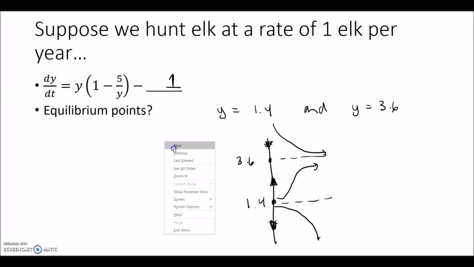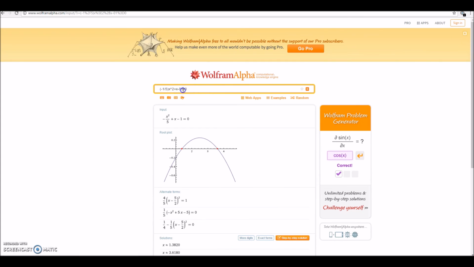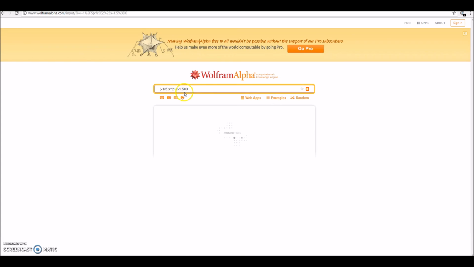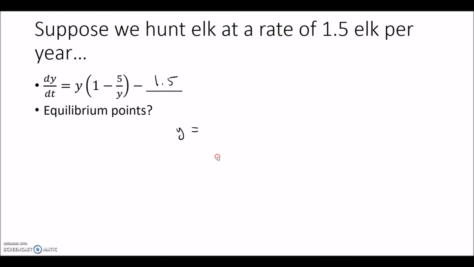Okay, well, let's consider one more case, and suppose we're harvesting at 1.5 elk per year. So that just changes our model. Our value here becomes 1.5, and now I need to find equilibrium points, so I'll change this to 1.5. And if you're familiar, which hopefully we all are somewhat, with quadratic functions, if I change the value of c, I'm changing the value of the vertical intercept. So we can see negative 1.5 is right there, but now the entire DY/DT curve is below the horizontal axis, which means I have no equilibrium points.